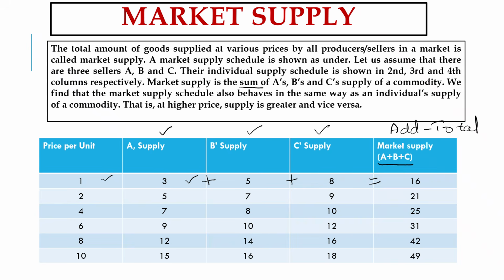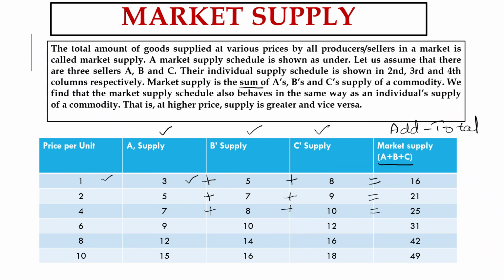When the price is 2, the quantity supplied by A is 5, by B is 7, and by C is 9. So how do we get the market supply? Just do the sum, 5 plus 7 plus 9 is equal to 21. So like this we add all of these. When the price is 4, supply by A is 7, by B is 8, by C is 10. So we add 7 plus 8 is 15, 15 plus 10 is equal to 25.